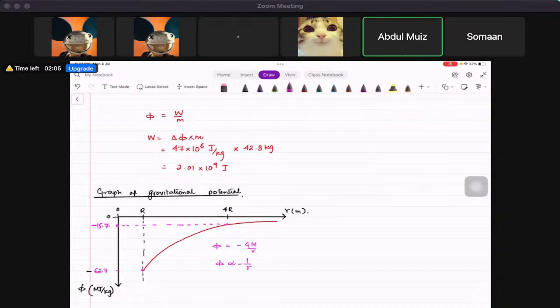Sir, does the gradient tell us anything? The gradient of this graph, well, they won't really ask you this, but it's something complex. So, no worries about it.